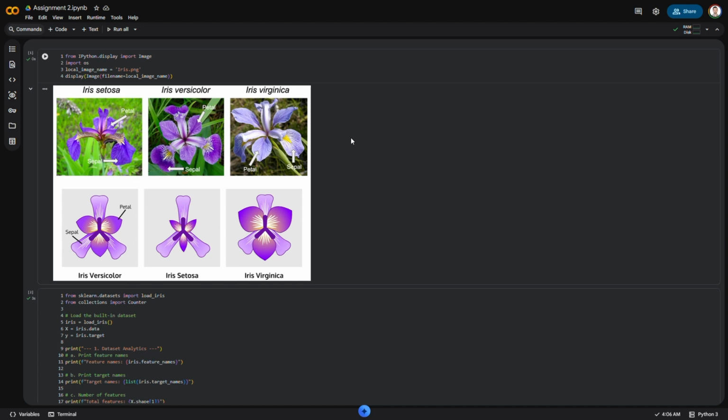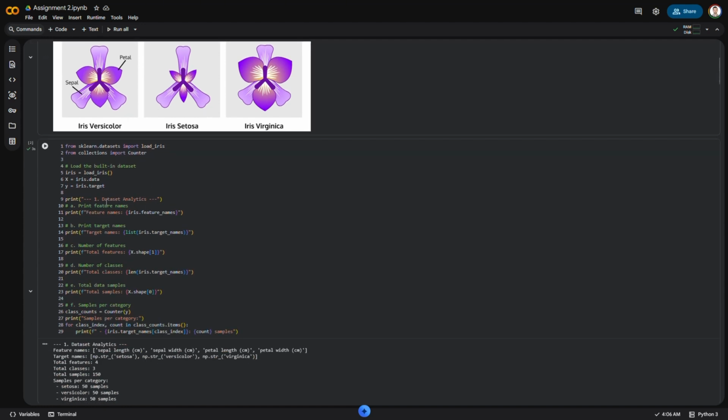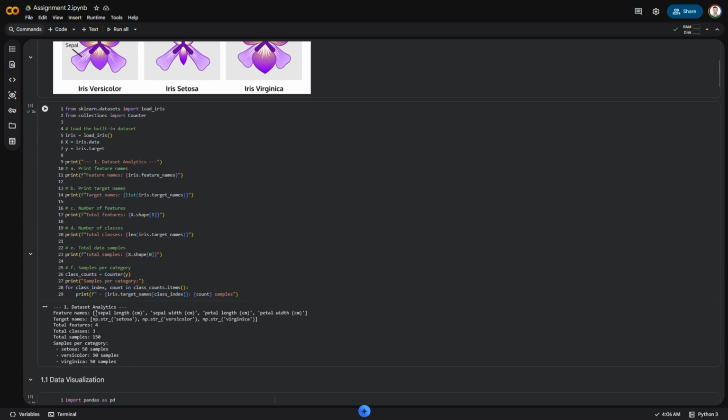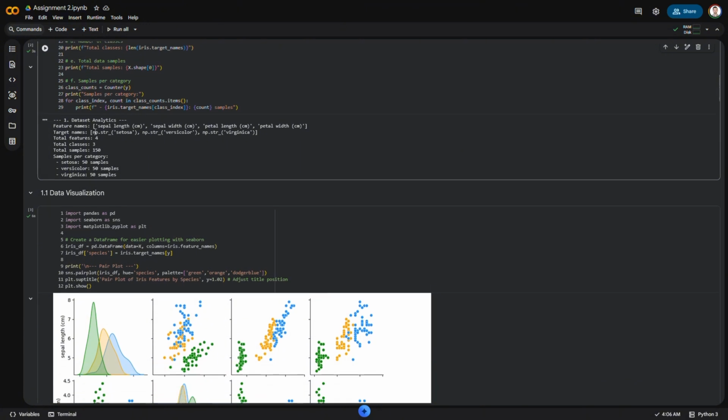In this video, I work on the iris flower classification for my second machine learning course assignment. The goal was to classify three species: Setosa, versicolor, and virginica. As you can see here, the size of the petals and sepals is different for these three species. As a result, we should use four input features: sepal length, sepal width, petal length, and petal width for this classification. This dataset contains 150 samples with 50 from each class, so it is a balanced classification problem.